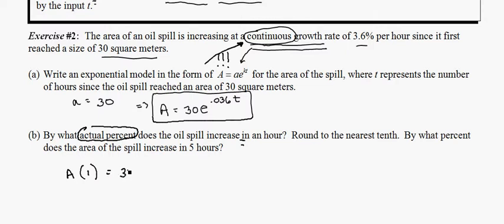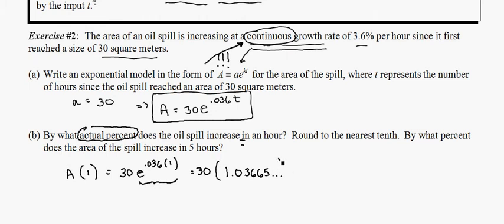Well, it would be 30 times e to the 0.036 times 1. Now, I could actually go on and calculate the area right now, but what I'm really interested in is just the multiplier. I just want to know, what did I get to multiply 30 by? So if I take my calculator out and I plug in e raised to the 0.036, I'll find that I get to multiply by 1.03665, etc.